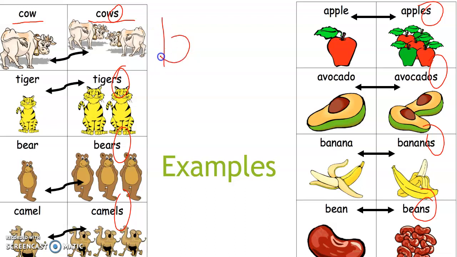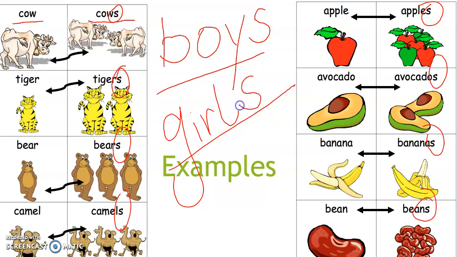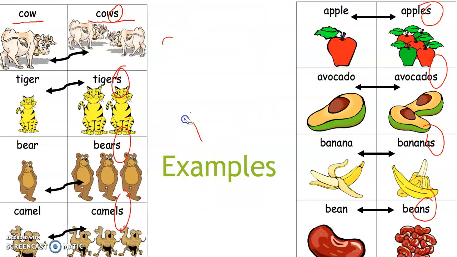Look at this example. Boy. Okay, boy means one boy. But if I put one S over here, it will become boys. Same with the girl. G-I-R-L. Girl. If I put one more S, it will become girls. Okay.